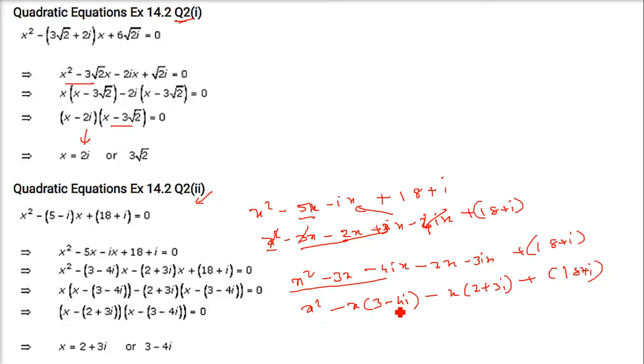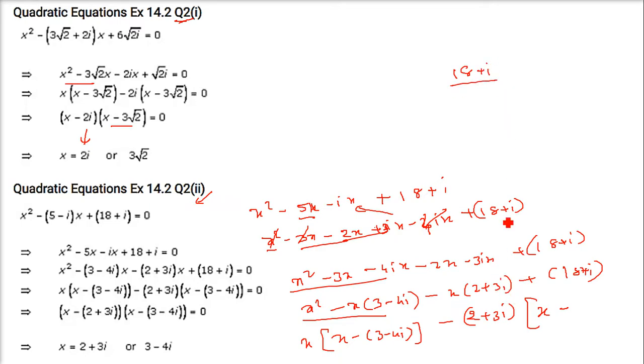What do you get? This one, take x common. You get x minus 3 minus 4i. From here you take 2 plus 3i common. So you have what? You have x and minus. What will be the term here? What would you multiply with 2 plus 3i to get this term? What you can do here is, you can divide it by 2 plus 3i, you can get the term. But let me tell you, this term will be 3 minus 4i.